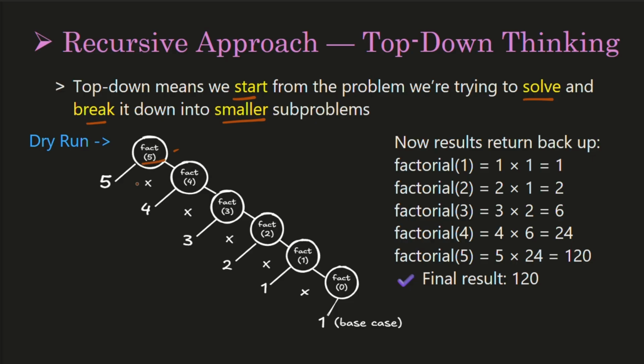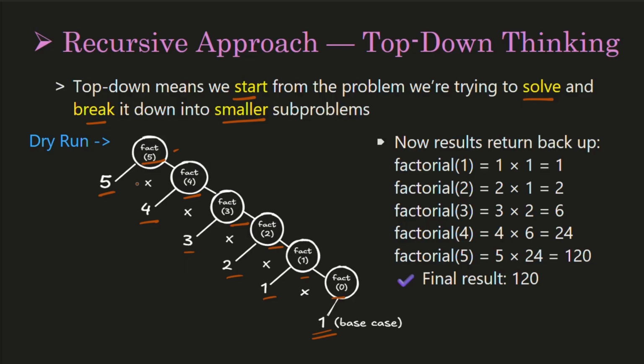Factorial of 5 equals 5 times factorial of 4 equals 5 times 4 times factorial of 3 equals 5 times 4 times 3 times factorial of 2 equals 5 times 4 times 3 times 2 times factorial of 1 equals 5 times 4 times 3 times 2 times 1 times factorial of 0. Factorial of 0 equals 1, base case.